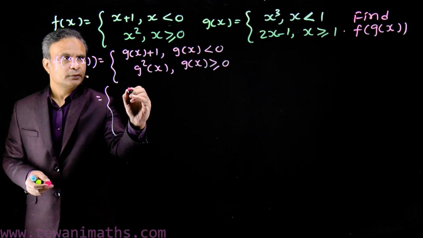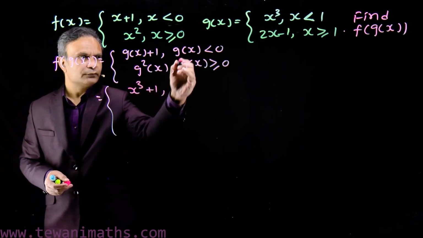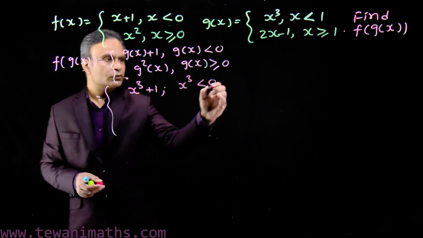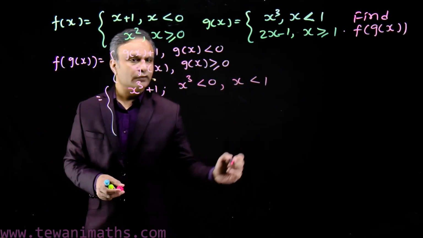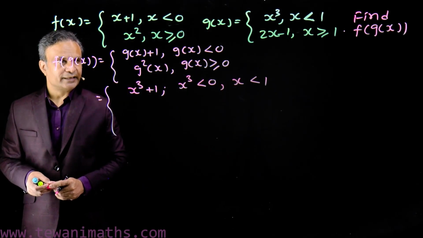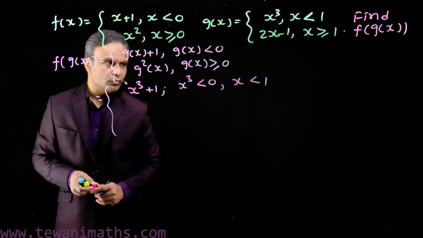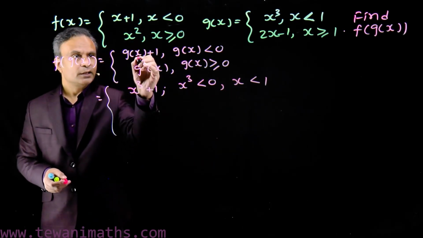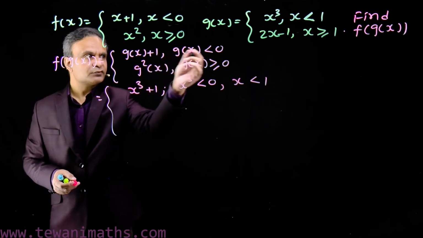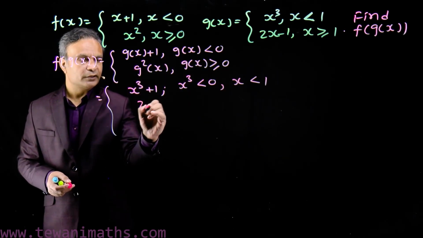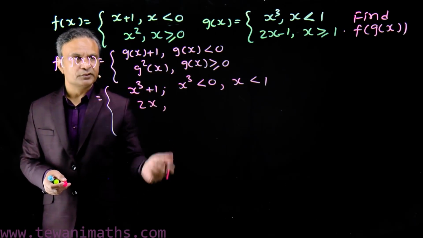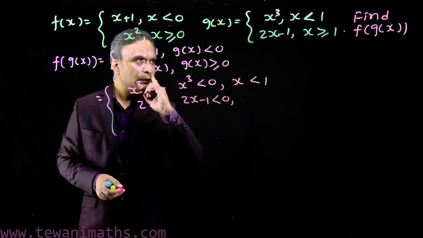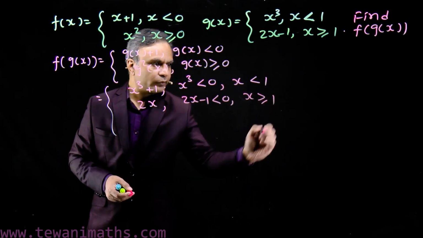So we get x cube plus 1 where x cube is less than 0. Also, we have x less than 1. We can use g(x) as x cube. We can write g(x) as x cube only if x is less than 1, so we have to write this along with it. Now, we replace g(x) with 2x minus 1. So we have here 2x minus 1 plus 1 is 2x. So we have 2x for 2x minus 1 less than 0 for x greater than or equal to 1.